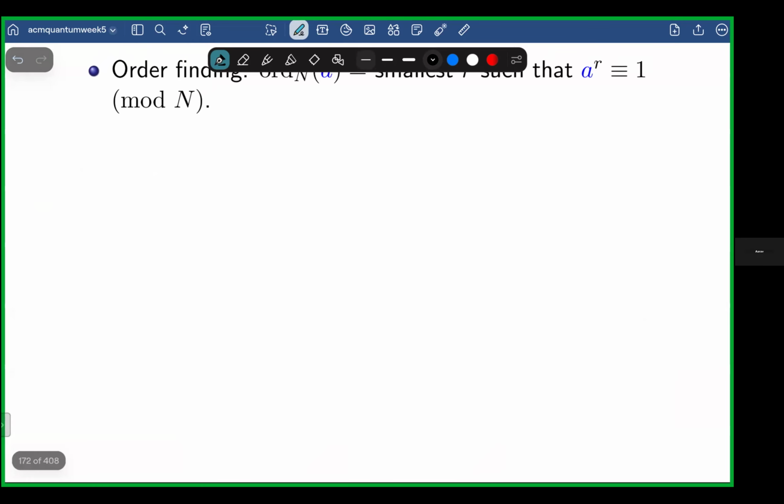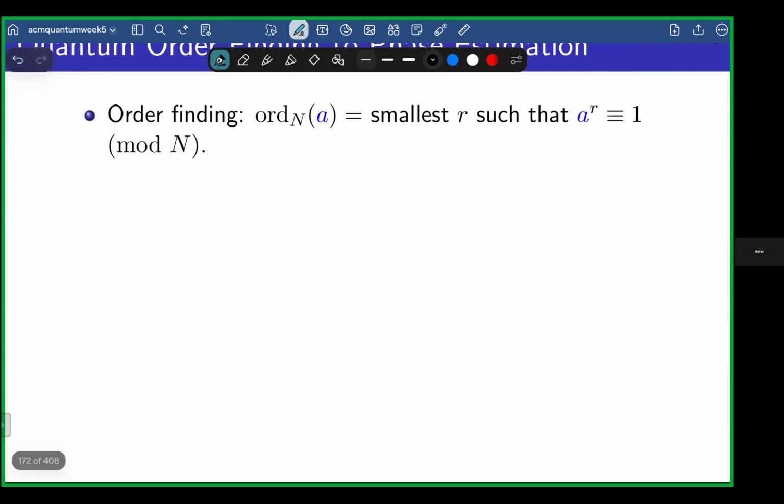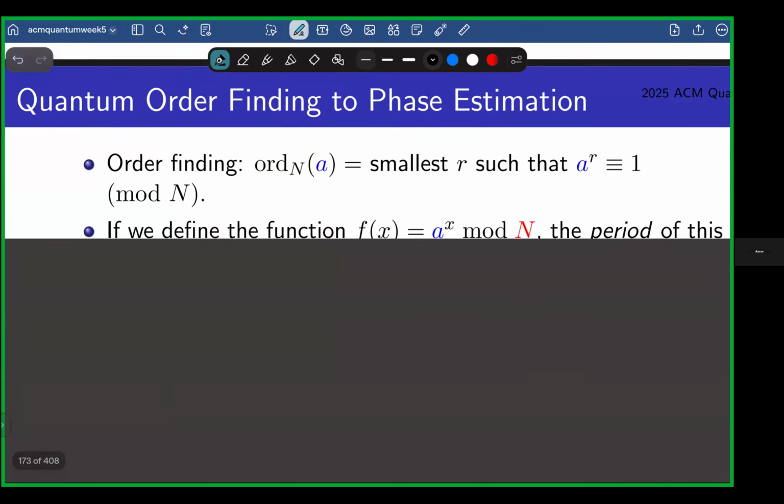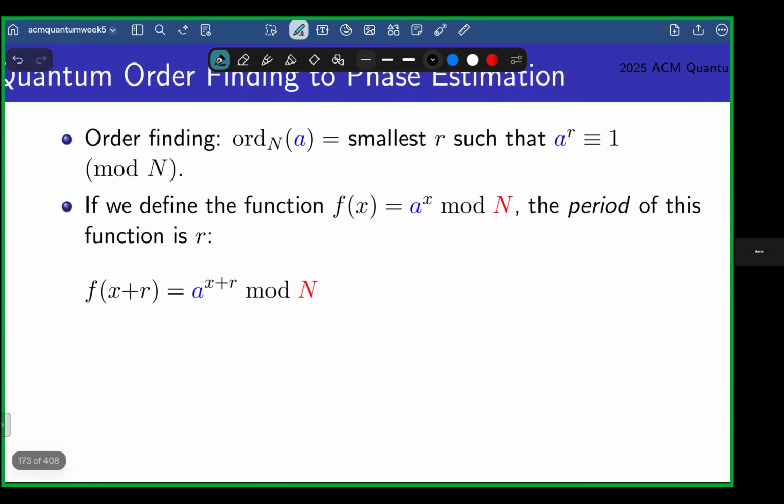What does this have to do with order finding or phase estimation? Well, here's the definition of order once again. Hopefully you remember it now. Let's define a function f of x equals a to the x mod n. We can actually say that the period of this function is r, because if we take f of x plus r, which is our proposed period, we get a to the x plus r mod n.